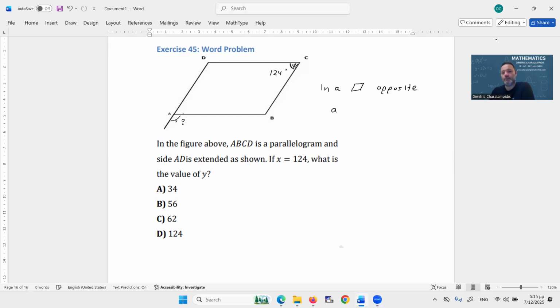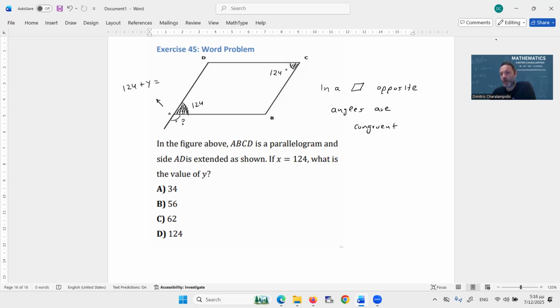angles are congruent, which means that they have the same size. So this one as well would have been 124. But then this and the one I'm looking for, they form a linear pair. They form a straight line.